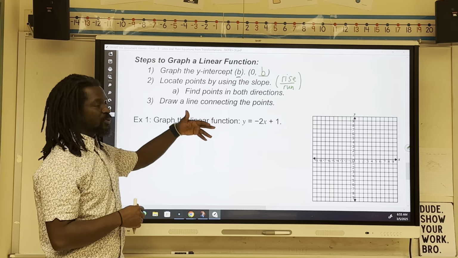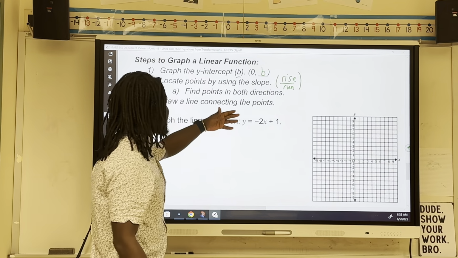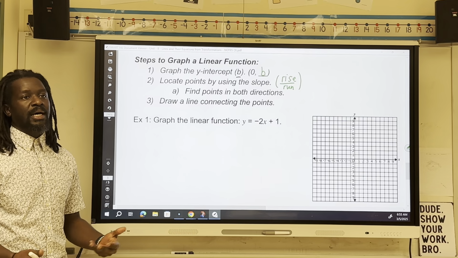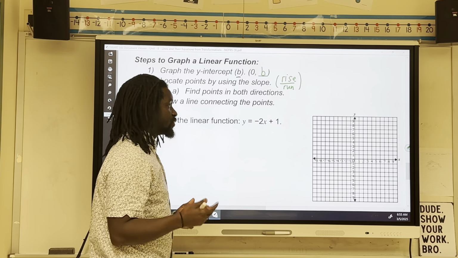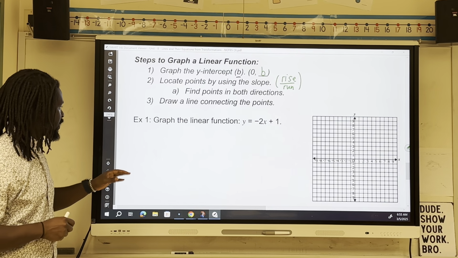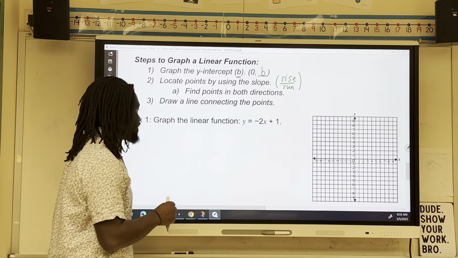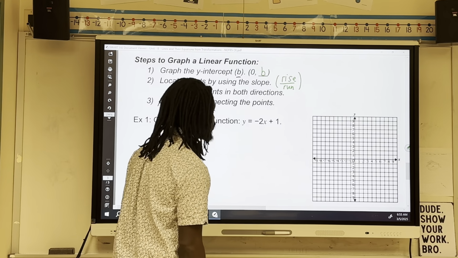And then lastly, once we have a couple points on our graph, we are then going to draw a line connecting the points. Also understanding we're going to put arrows at the end, knowing that that line continues. So let's look at the first one, all right? We're going to graph the linear function y equals negative 2x plus 1.